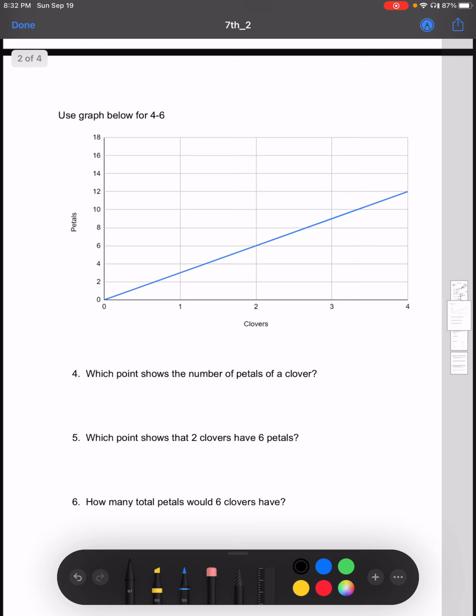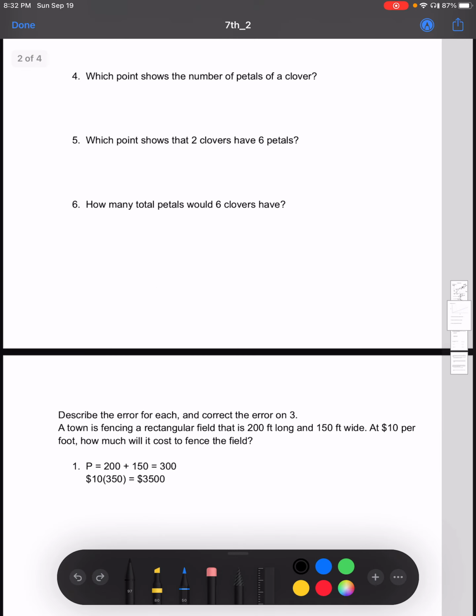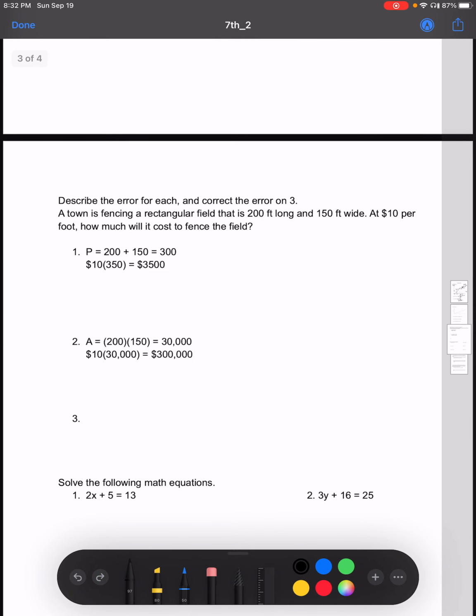You can try this one on your own. Remember that there's always a constant increase since it's a line. Look at your x and y axes and then try your best to solve the problem. We can look at this one next. Describe the error for each and correct the error on 3.